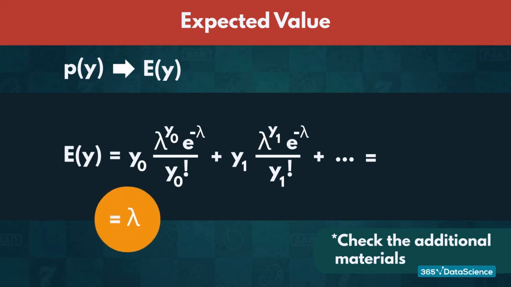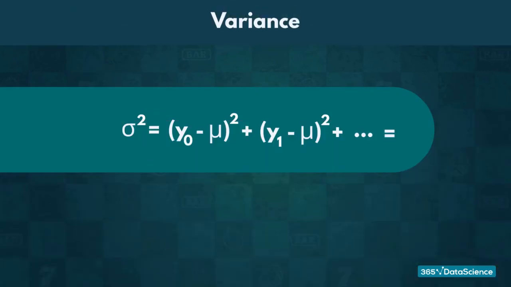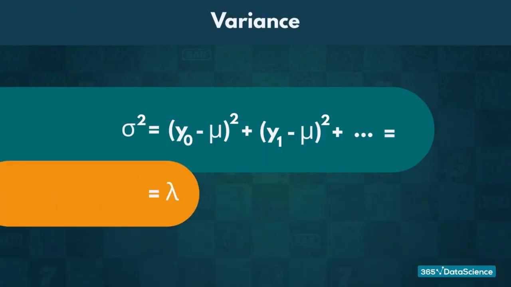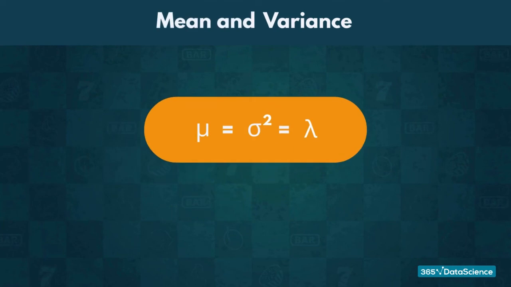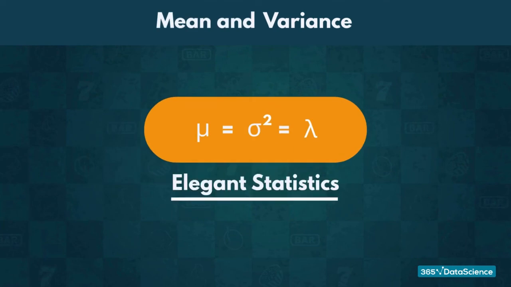Similarly, by applying the formulas we already know, the variance also ends up being equal to lambda. Both the mean and the variance being equal to lambda serve as yet another example of the elegant statistics these distributions possess and why we can take advantage of them.